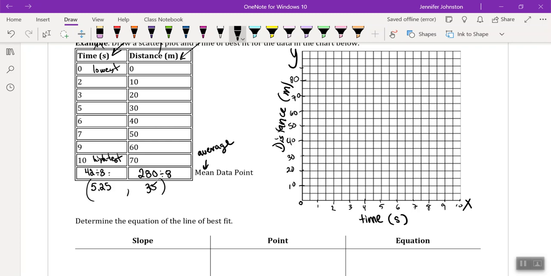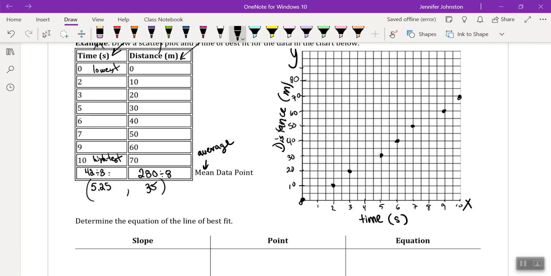All right, so let's go and graph this information. We also want to graph our average point as well. So at 0, 0, we have a point, over at 2, 10, 3, 20, and then watch out, there's no 4, so just go over to 5, 6, 40, 7, 50. There's no 8, so skip it over to 9, 60, and 10, 70. There we go.